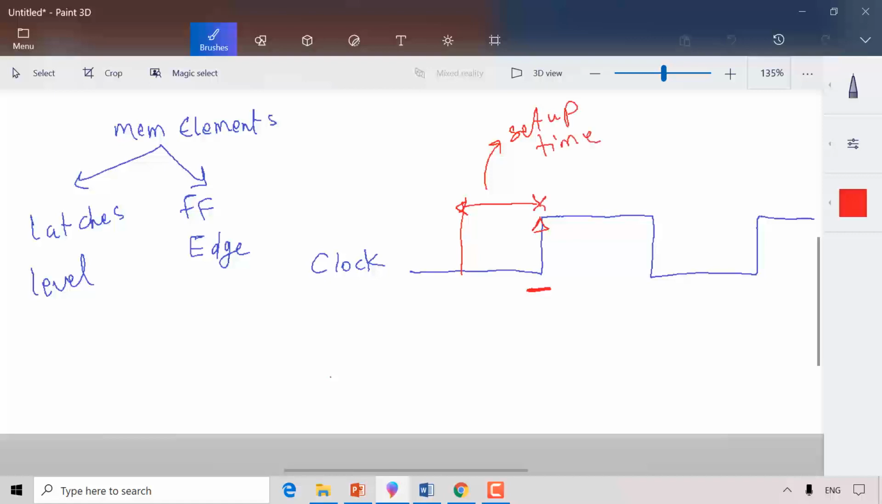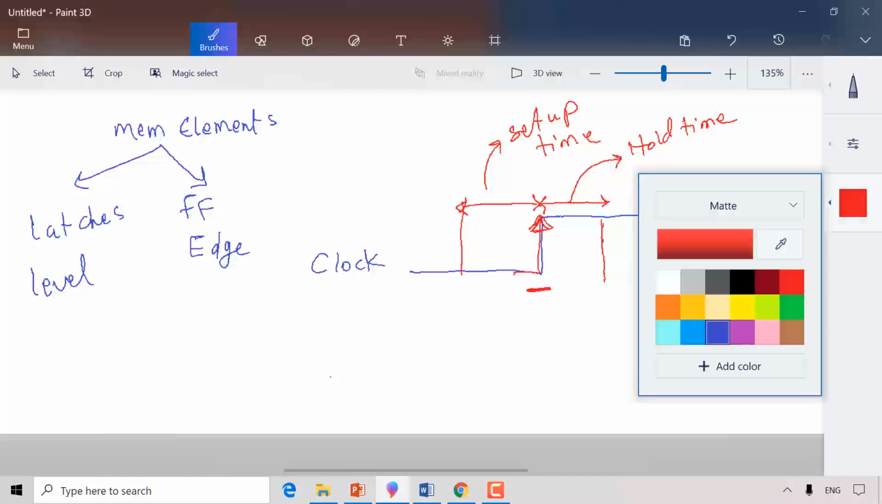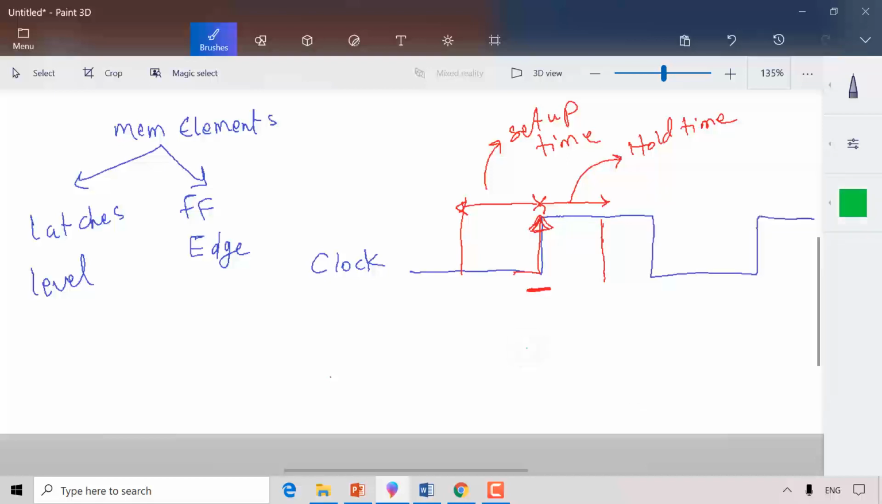Also, the inputs of the flip-flop have to be stable after the edge for some time, and we call this hold time. Now, when this edge arrives, the output of the flip-flop takes time, and let's say it arrives right here. So this is the delay for the output of the flip-flop, and we call this clock to Q delay.